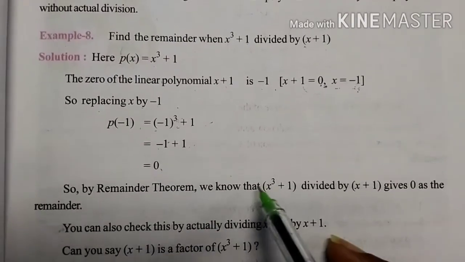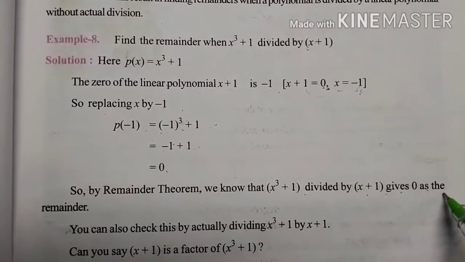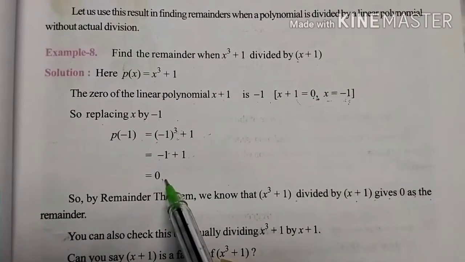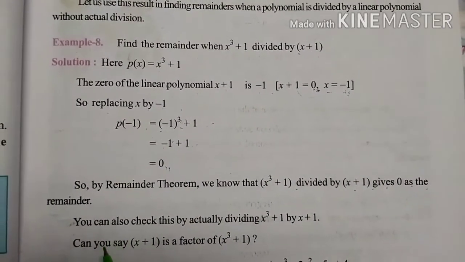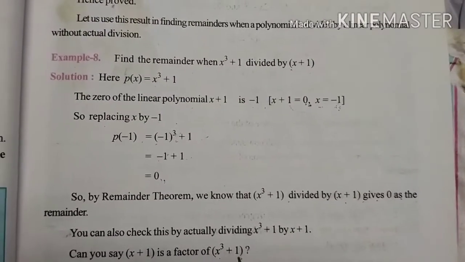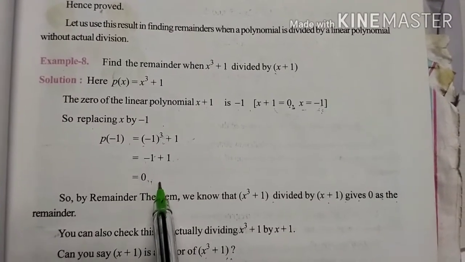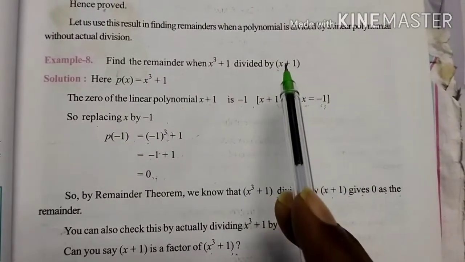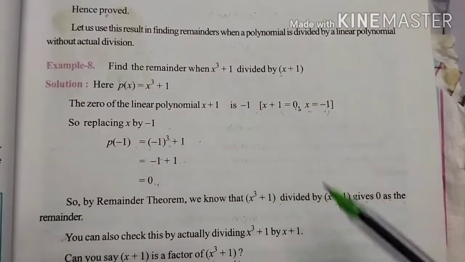So by the remainder theorem, we know that x cube plus 1 divided by x plus 1 gives 0 as the remainder. If you are getting 0 as the remainder, it is a factor, 100% a factor. Can you say x plus 1 is a factor of x cube plus 1? It is 100% a factor. Why? Because whenever you get 0 as your remainder, that is a factor of the given polynomial. Remember, x plus 1 is a factor of x cube plus 1.